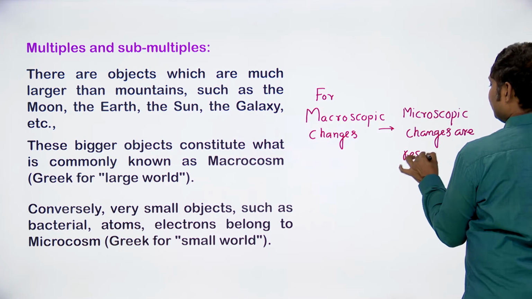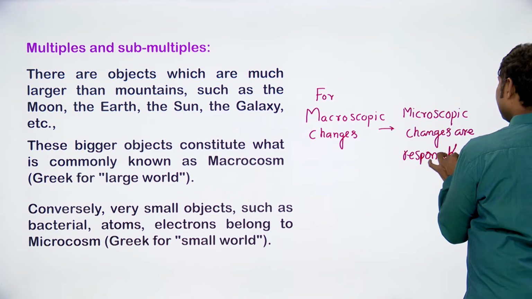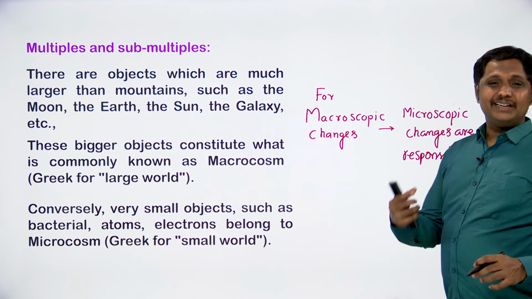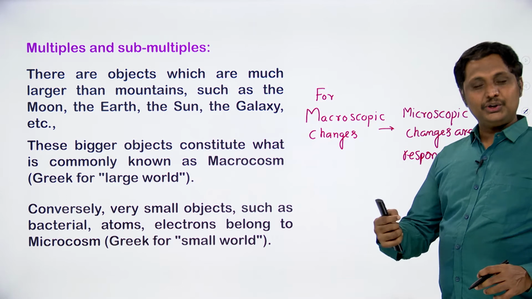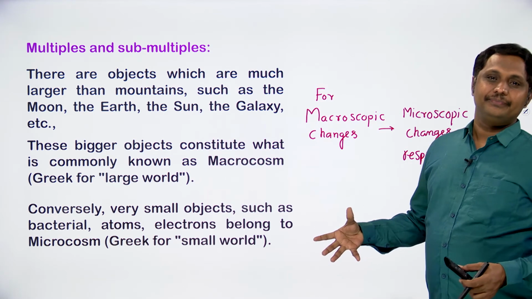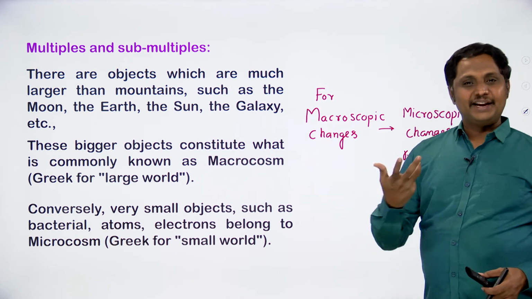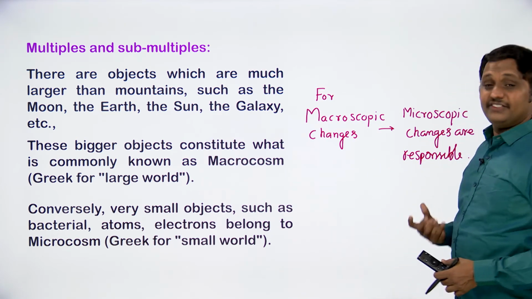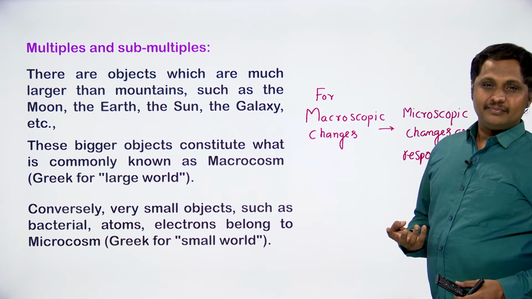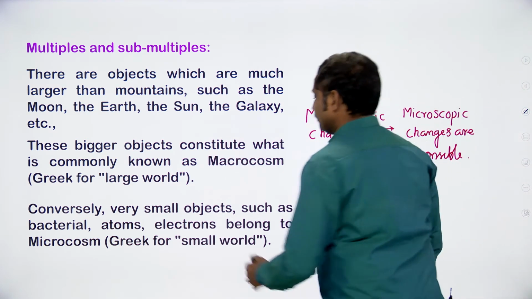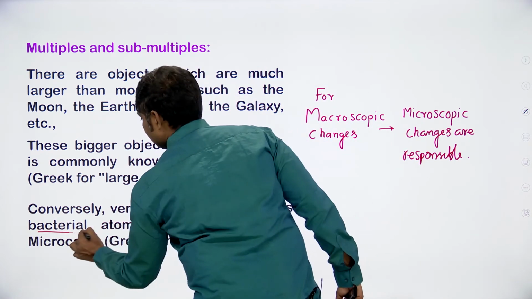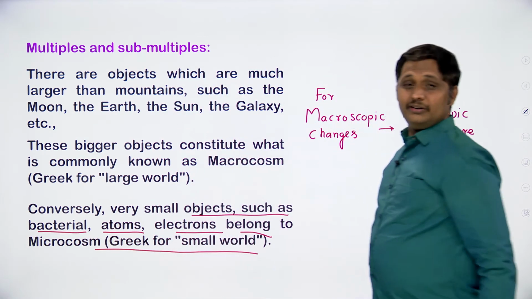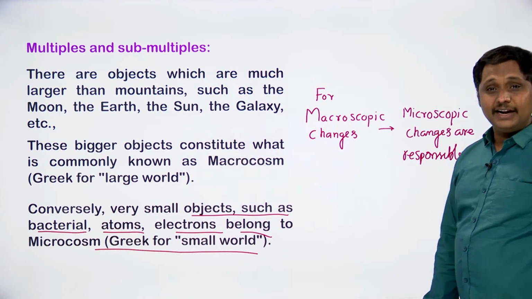Yeah, responsible, we have to get that. That is very clear. So, if you are going to get that transfer of heat, that transfer of energy, if you are identifying that current, all of these are going to be due to microscopic changes. If you are looking at smaller objects such as bacteria, atoms, and electrons, they belong to the microscopic small world, and you have to get that large world, macroscopic and microscopic.